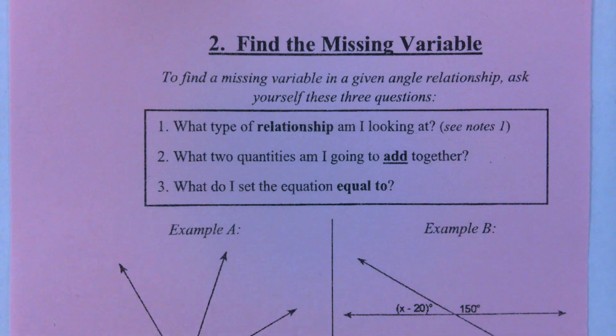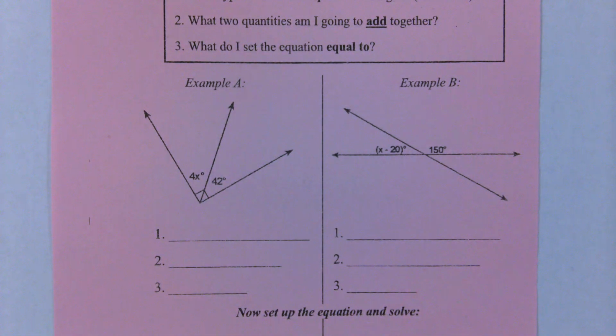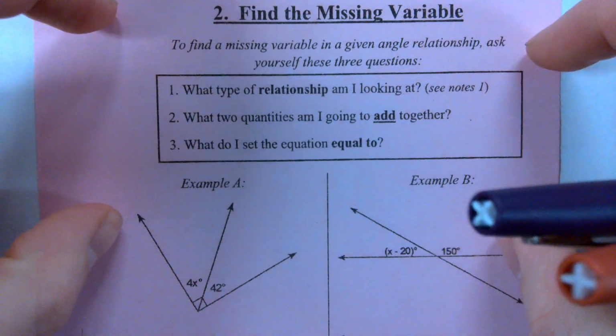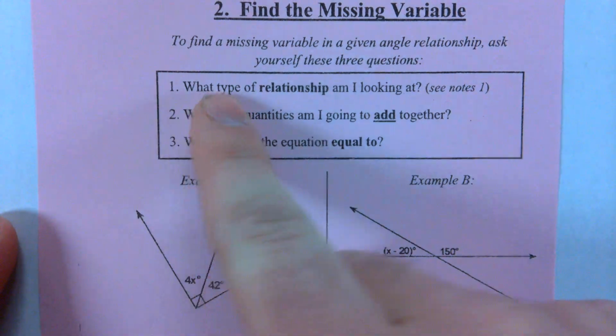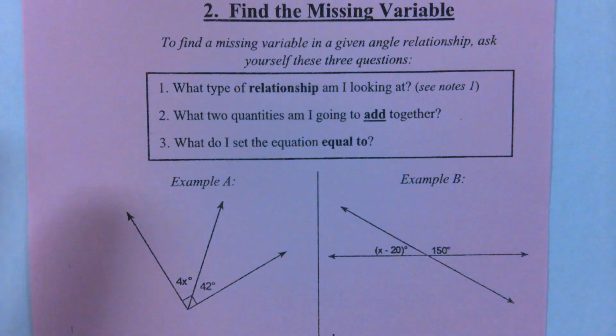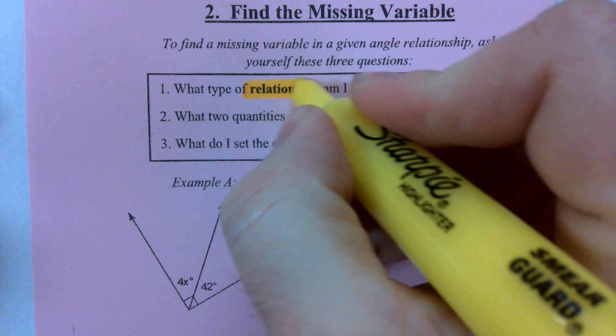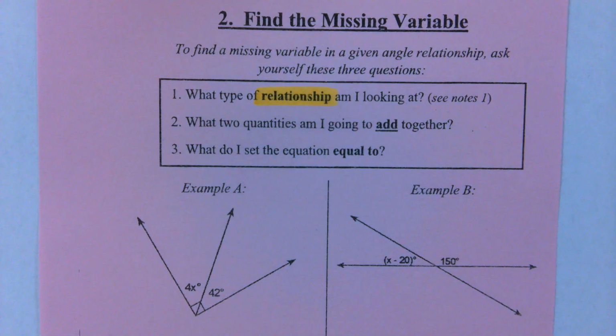So we get a problem like example A or a problem like example B, right? All we have to do is ask ourselves 3 questions. They're right here in this box. It's nice and easy. It's printed for us, so we don't have to look for it or write it down. The first thing is, what type of relationship am I looking at? Again, remember, a relationship is not acute, obtuse, right, and straight. A relationship is like complementary, supplementary, vertical, and those are the only 3 we're going to work with today.